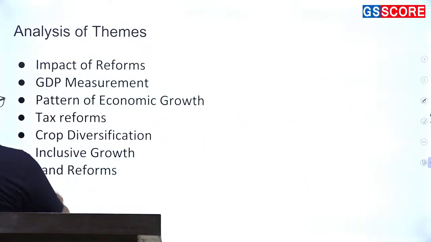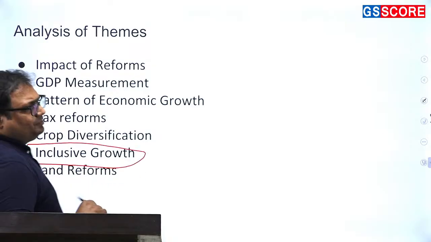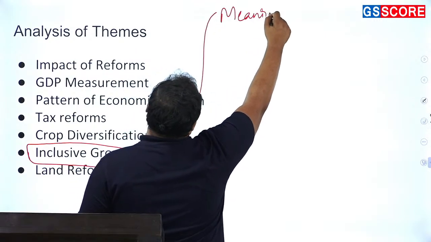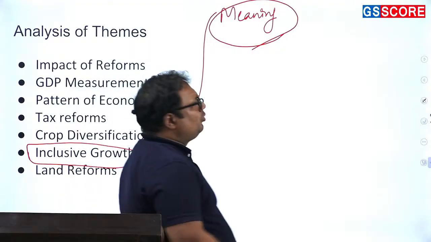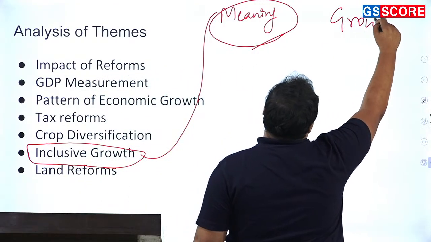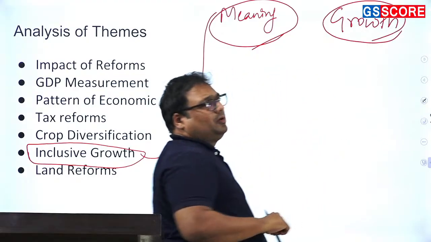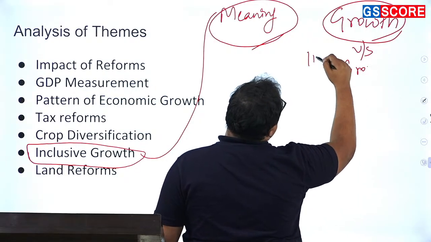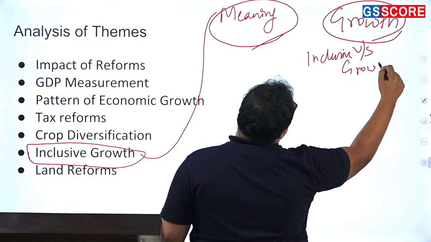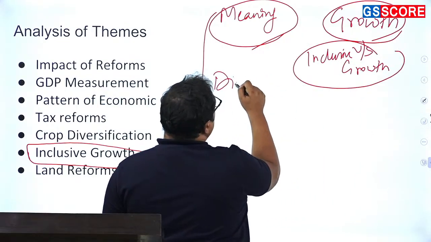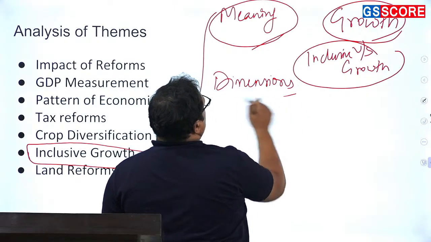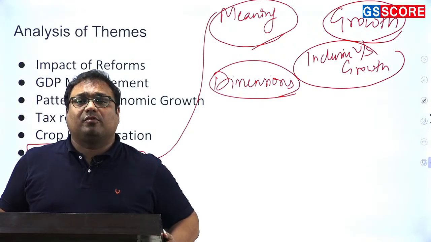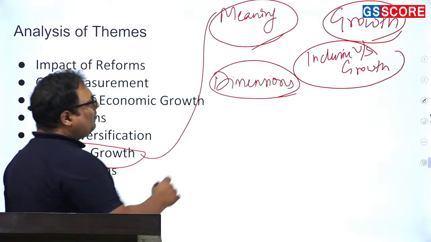Next is inclusive growth. Okay. So, first of all, the meaning. You need to understand what inclusive growth is, and how it is different from growth. Growth versus inclusive growth. Then its dimensions you have to prepare. So, some people are not getting the benefits of growth. Who are these people?